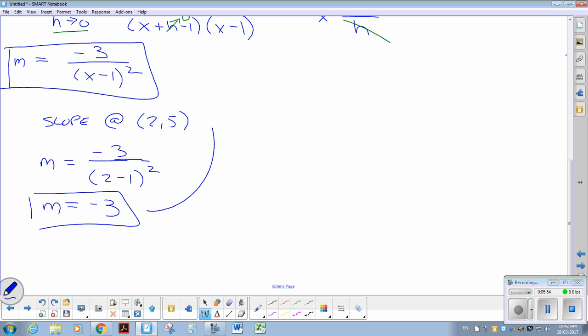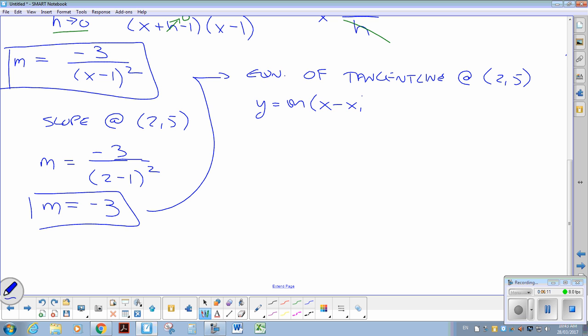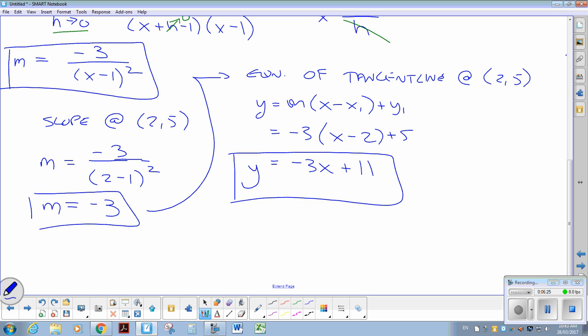All right. So equation of tangent line at (2, 5). I prefer y equals m times x minus x1 plus y1: negative 3 times x minus 2, plus 5. Negative 3x, that's going to be a plus 6, so we're going to end up with a plus 11. So there is my equation for the tangent line.